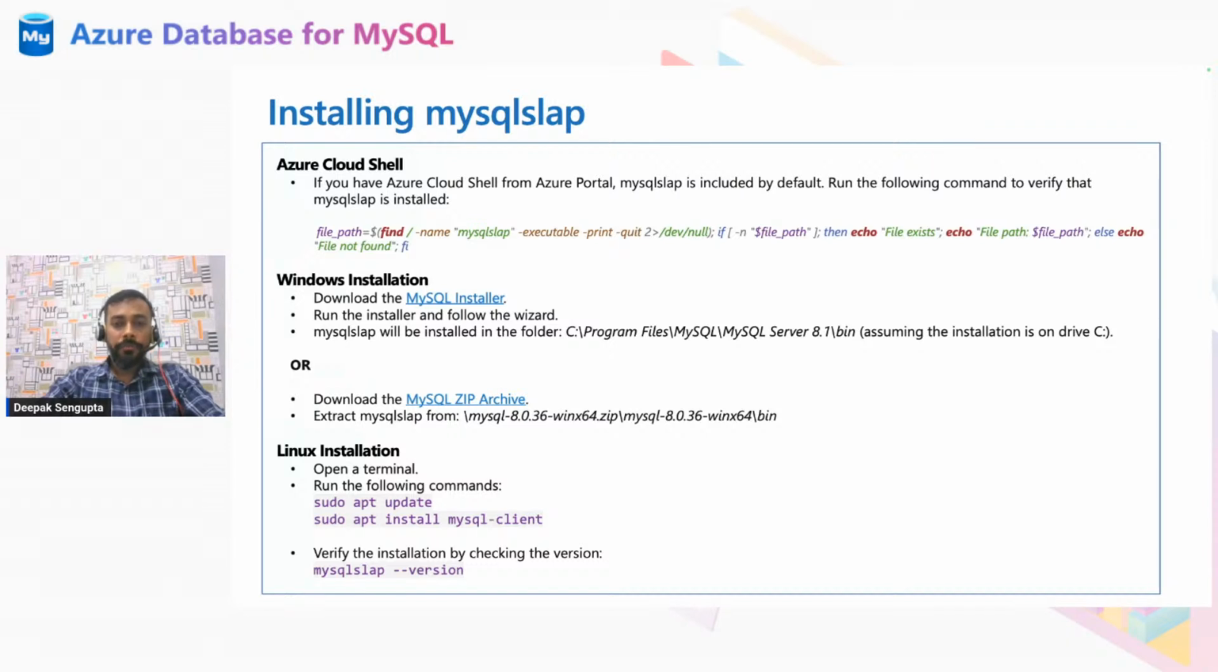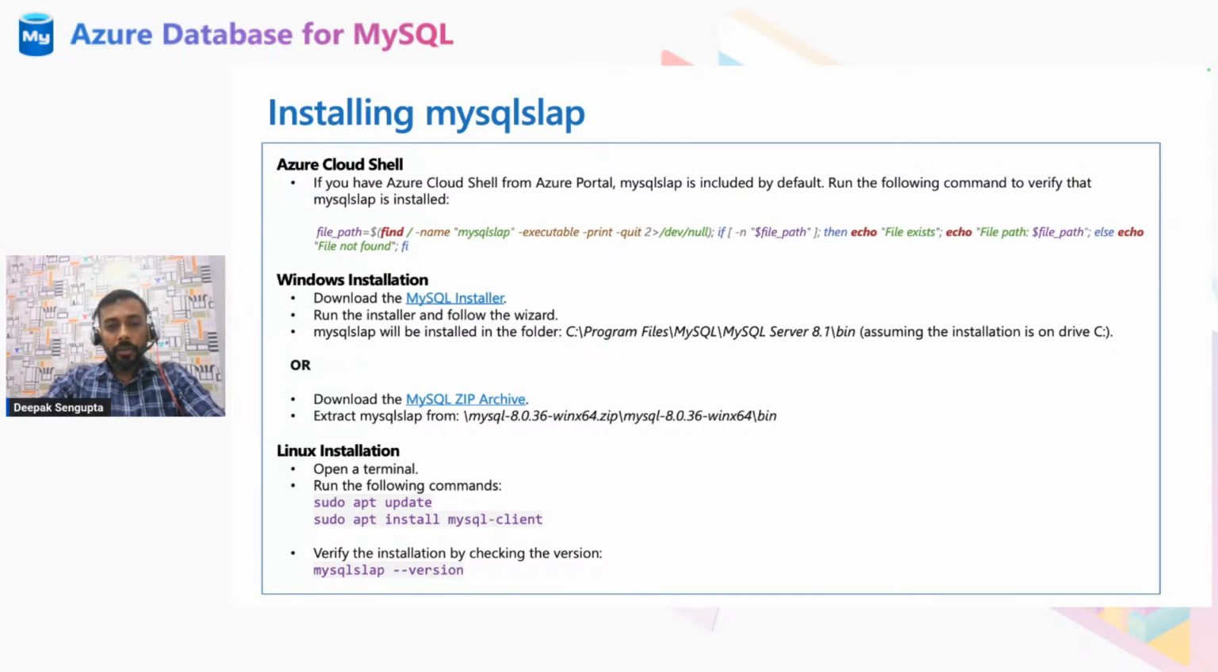Now, in order to verify, I have provided a specific command which you can execute to check whether the MySQL slap utility is available on Cloud Shell or not. This is just for your good to have knowledge, this particular command which I have shared.